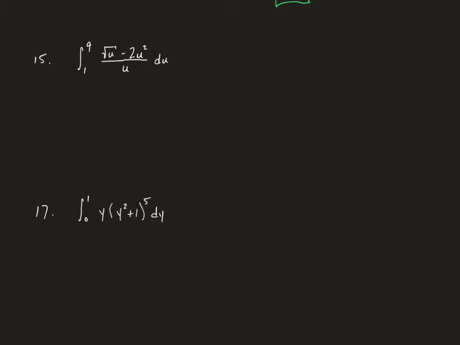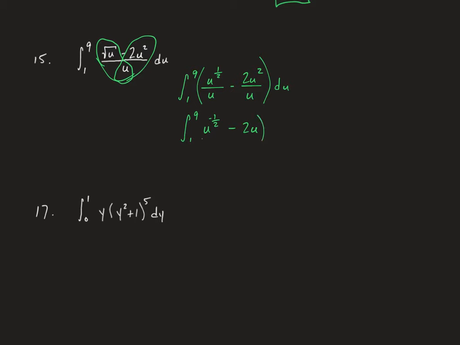The first thing I'm going to do here is rewrite this. I'm going to turn this into sort of like a polynomial, and I'm going to separate this into two fractions so that I've got my square root of u over u minus my 2u squared over u, okay? And when I rewrite it like this, it makes it easy to see that I can just subtract my exponents in each of these fractions. So I'm going to have the integral from 1 to 9 of u to the negative 1/2 minus 2u. And I'm taking the antiderivative of this whole thing with respect to u. That's going to be the next move here.